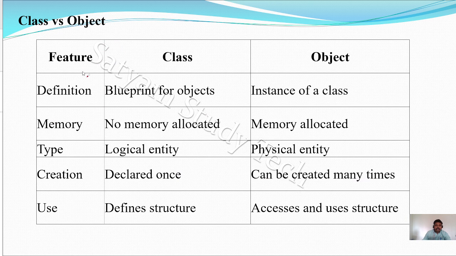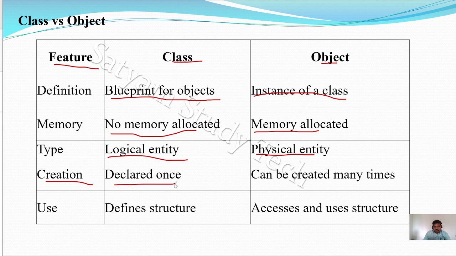Now you can see the summary. Here you can see the features of class and object. The definition: a class is the blueprint for objects, and an instance of a class is an object. On memory: you cannot allocate memory for the class, but memory is allocated for the object. On type: a class is a logical entity, while an object is a physical entity. On creation: a class is defined and declared once, but objects can be created many times. You can create any number of objects for that particular class.